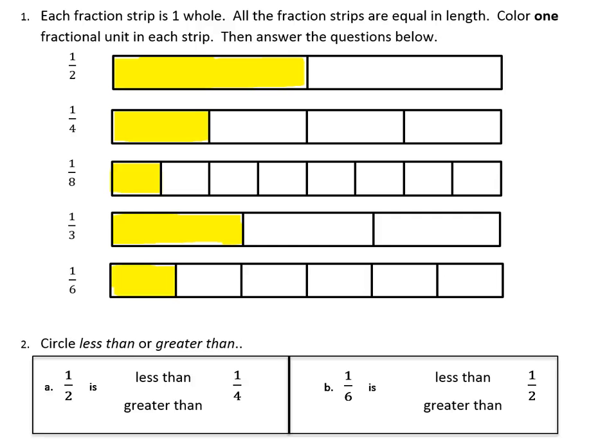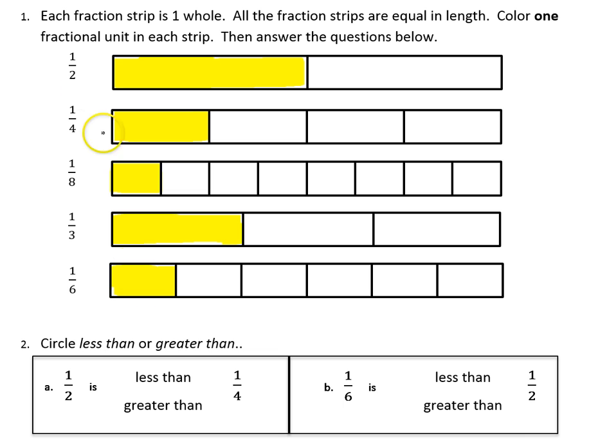This tutorial is for 3rd grade Module 5, Lesson 10. In this lesson, we're going to start comparing fractions, and we're using a visual model here. The directions told us to shade in one fractional unit in each strip, knowing that each strip represents one whole. So I went ahead and did that. I colored in 1/2, 1/4, 1/8, 1/3, and 1/6.